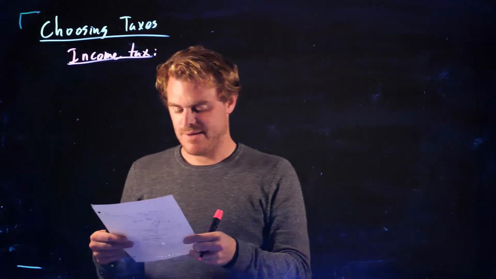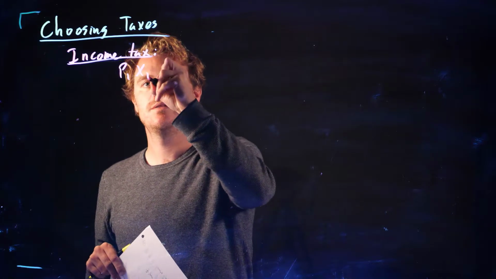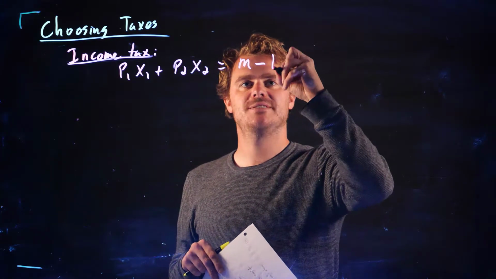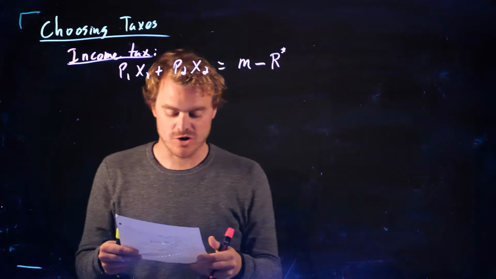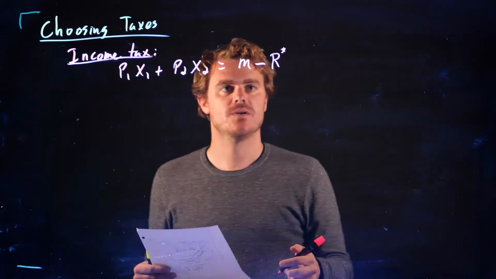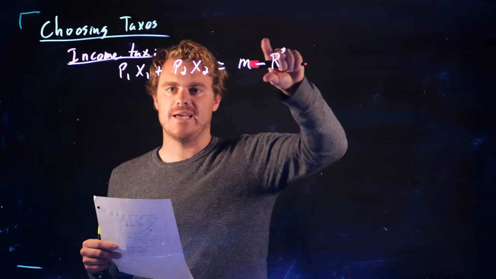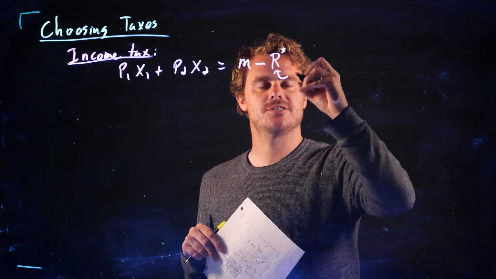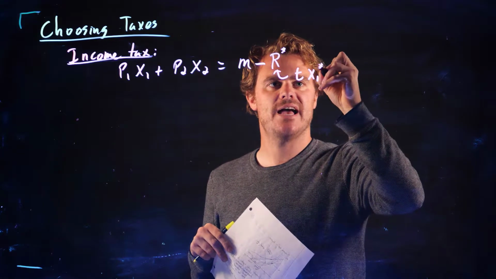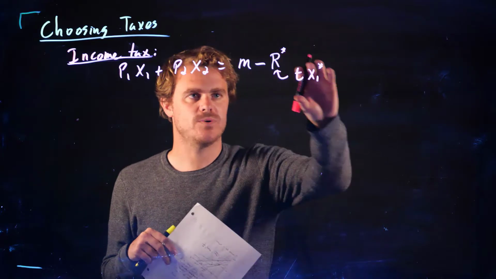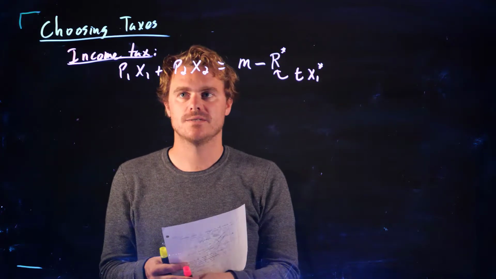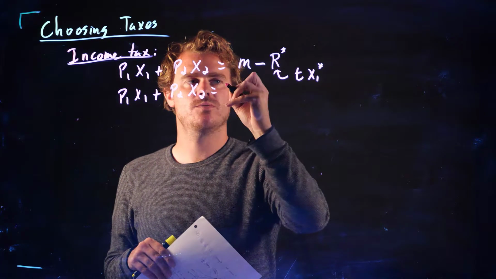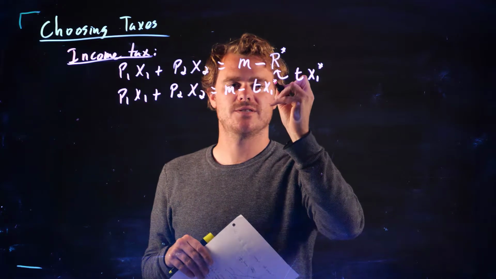And so to raise the same revenue, we would need to have an income tax of exactly that R star that we calculated before. This would raise the same revenue as that quantity tax before. R star equals T times X1 star, that's what it was before when we had the quantity tax. And so P1 X1 plus P2 X2 equals M minus T times X1 star.